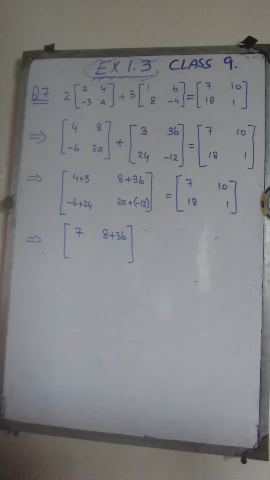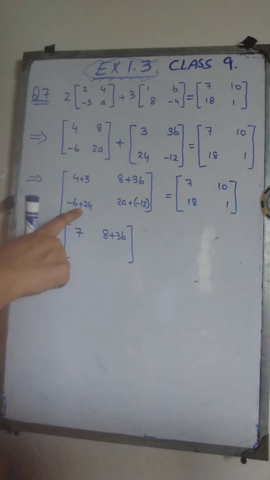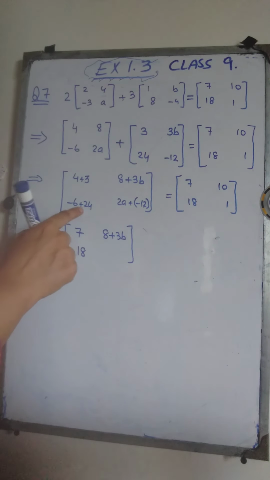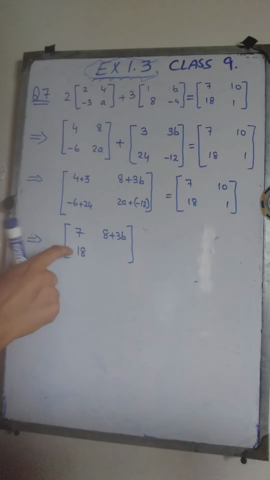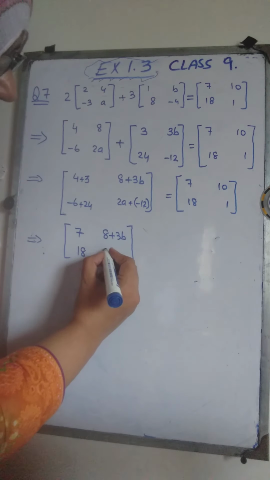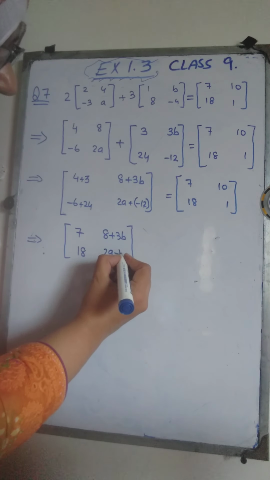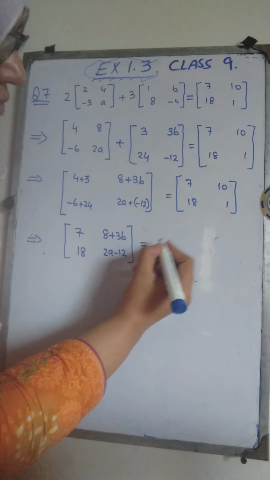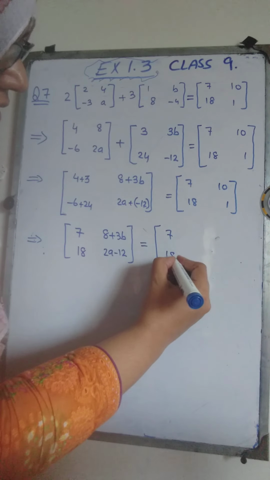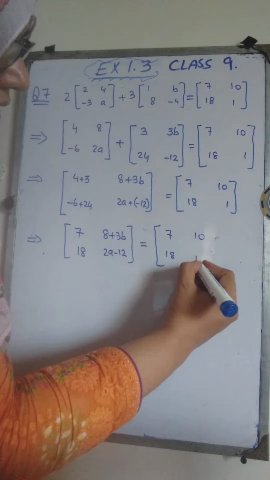Negative 6 minus 24, here we have two numbers having opposite signs, so we are going to subtract. 24 minus 6 will be 18, and the greater number carries the positive sign, therefore we have written positive 18. 2a plus minus 12, this will be 2a minus 12, equals to this matrix 7, 18, 10 and 1.